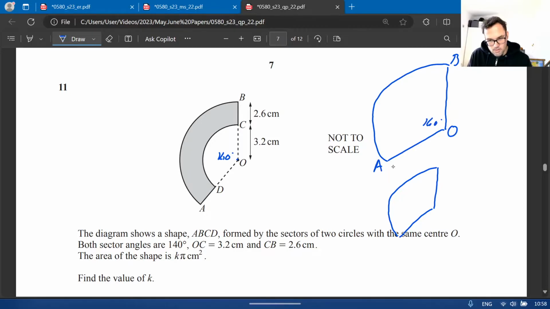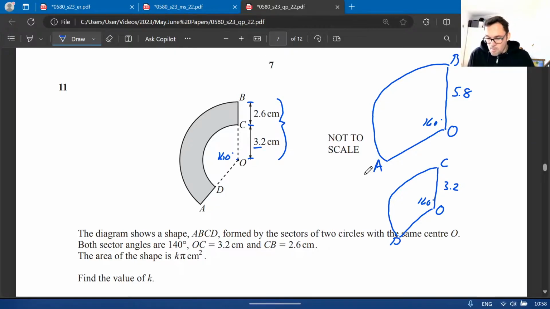The smaller one goes from C to D. I got O in the middle. It's got an angle of 140 degrees. Smaller one's got a radius of 3.2, of course, and the bigger one has got a radius of those 2 added together. You see, these arrows clearly show you what is meant. That, of course, will be 5.8. Okay. Now they got this funny thing with a pi and a k. If that throws you off, just forget about it and do what you know.